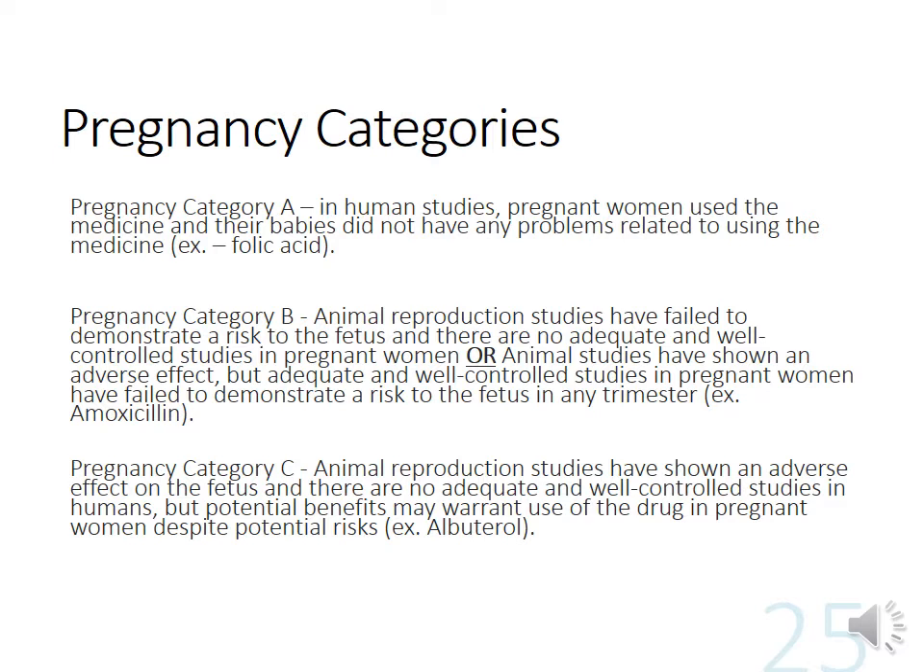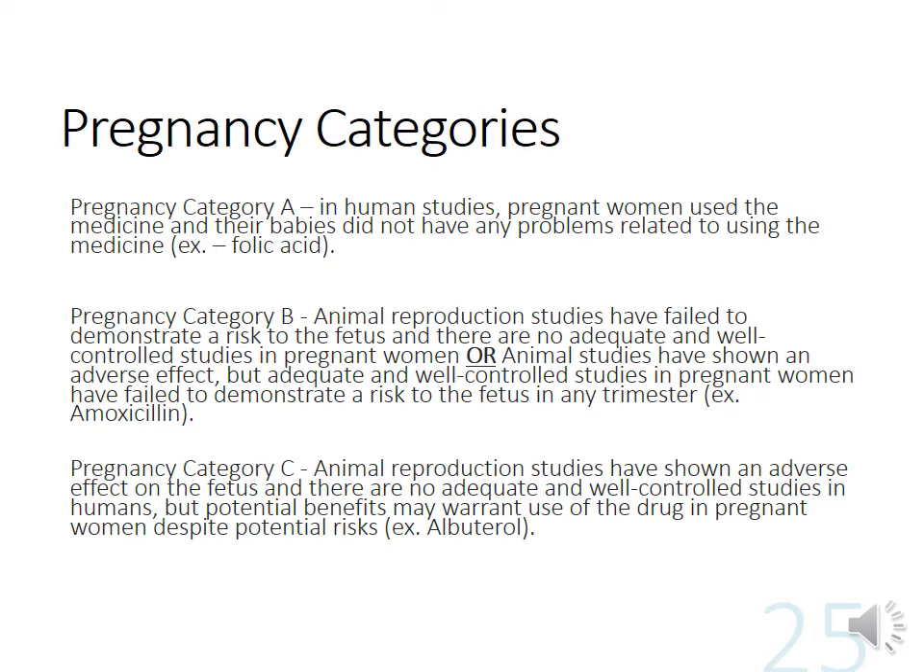But category B is still going to be pretty good to give to pregnant ladies. So amoxicillin falls in this category. Doxylamine is another good one; we'll talk about doxylamine a little bit later. But these are, again, things that have shown no risk to humans, and may or may not have shown risk in animal studies. Then you get to category C.